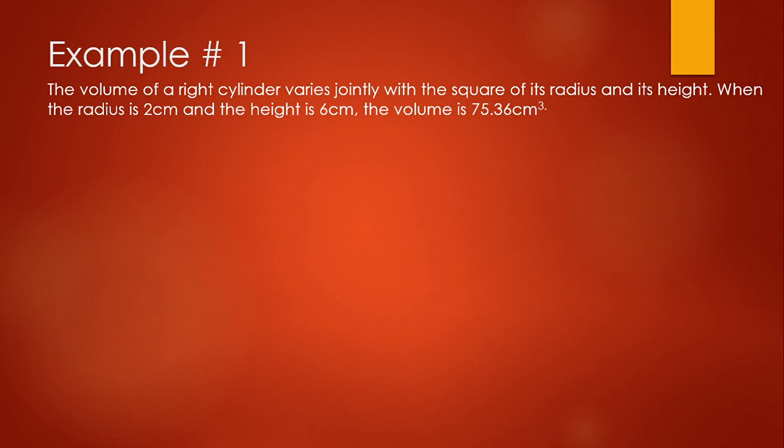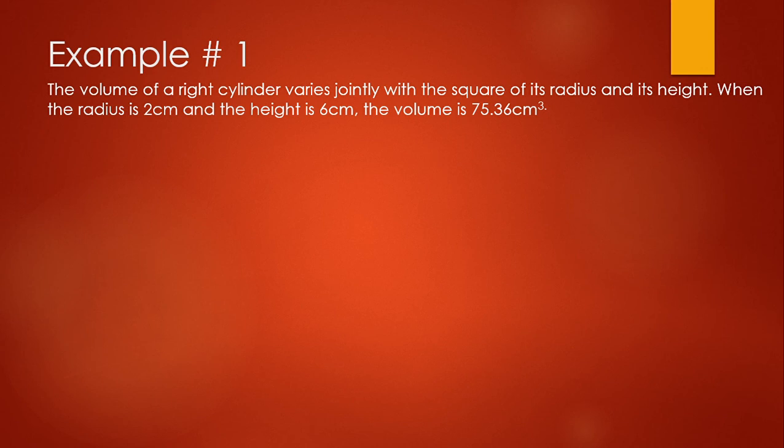Example number one. The volume of a right cylinder varies jointly with the square of its radius and its height. When the radius is 2 centimeters and the height is 6 centimeters, the volume is 75.36 cubic centimeters. So we have some questions. The first one is, what is the constant of variation? Let's find out what will be the constant of variation.